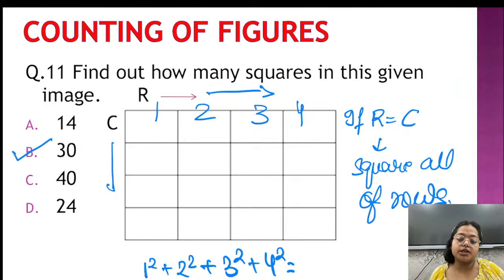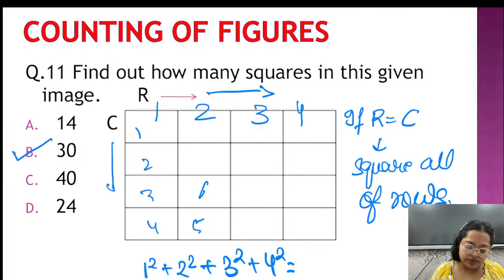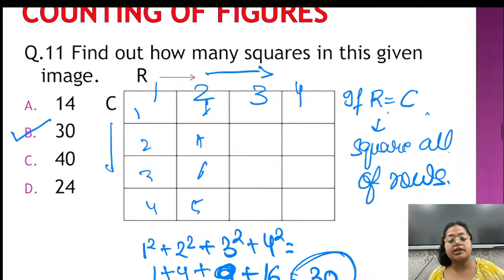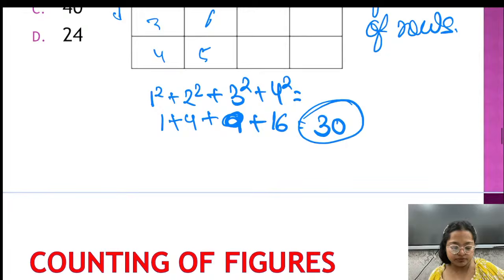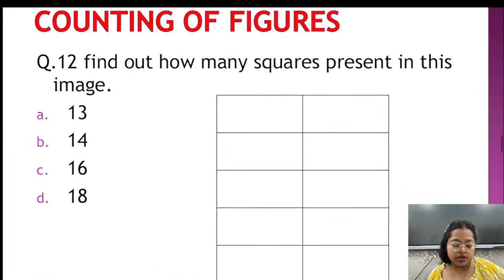Now we don't have to use our brain like this, 1, 2, 3, 4, 5. We have formulas. If the rows and columns are equal, square all of the rows: 1 square, 2 square, 3 square plus 4 square. Solve it, and the correct answer is 30. Okay, now next question.